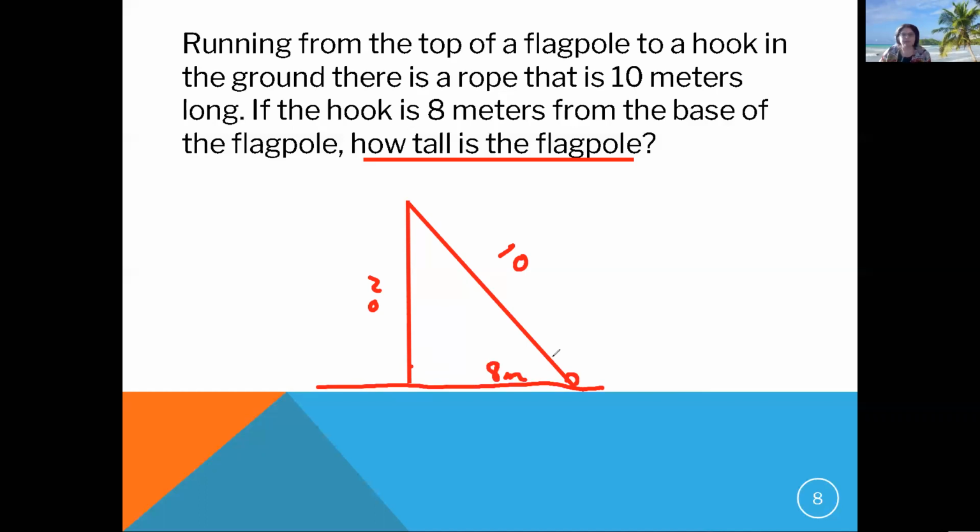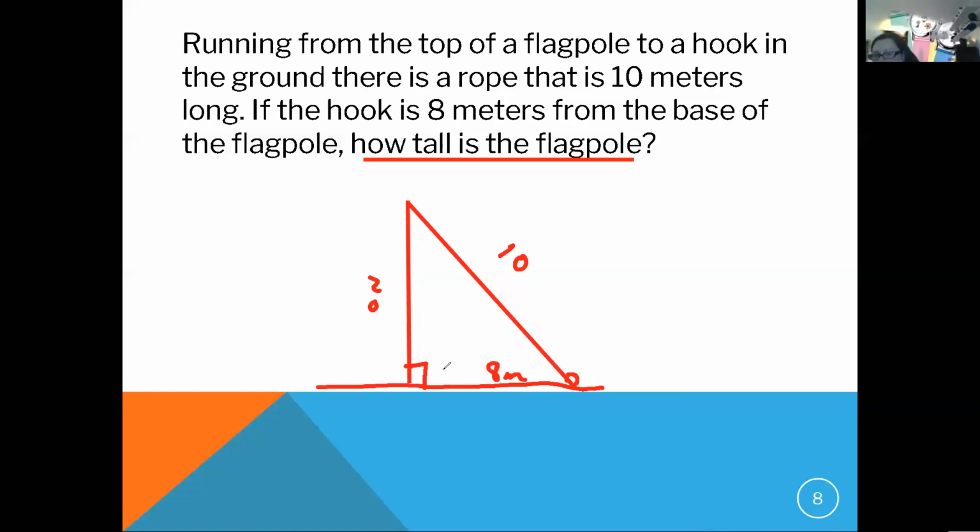Do you hope that the flagpole is perpendicular to the ground, meaning that the flagpole is nice and straight? Yeah, we want it nice and straight. We don't want a flagpole that looks like this. That'd be kind of silly. We want a flagpole that looks like this and is perpendicular to the ground.